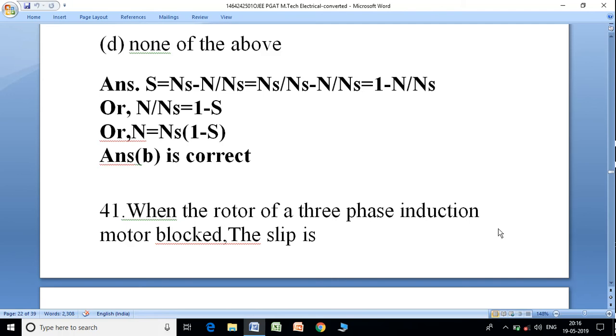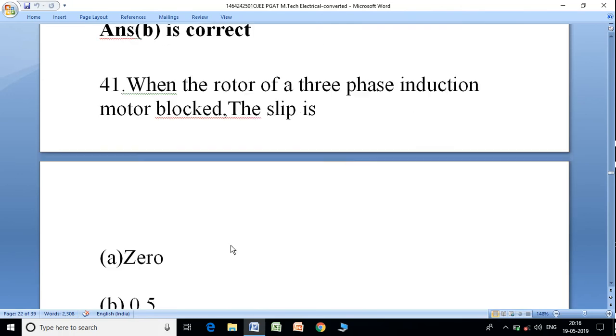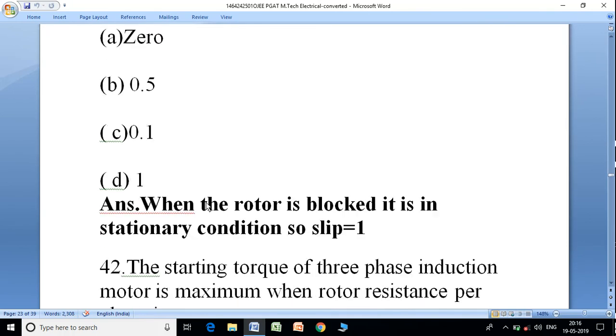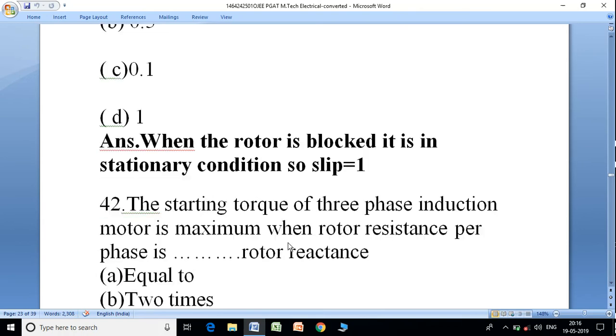Can the rotor of a three-phase induction motor block the slip is equal to 1? Block means it is stationary condition. Stationary condition means rotor speed is equal to 0. Therefore, slip is equal to ns minus n by ns. So, n is equal to 0, ns by ns is 1.